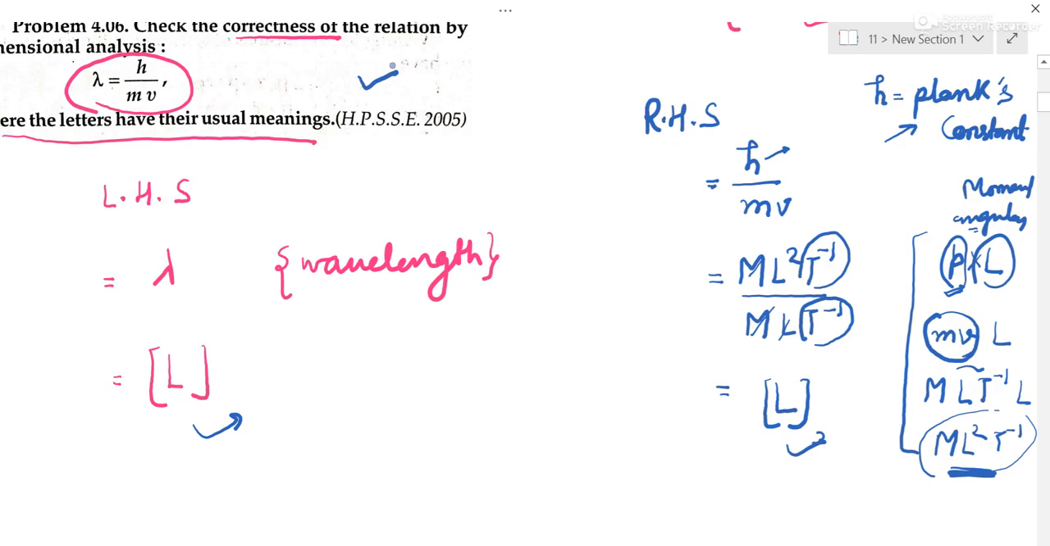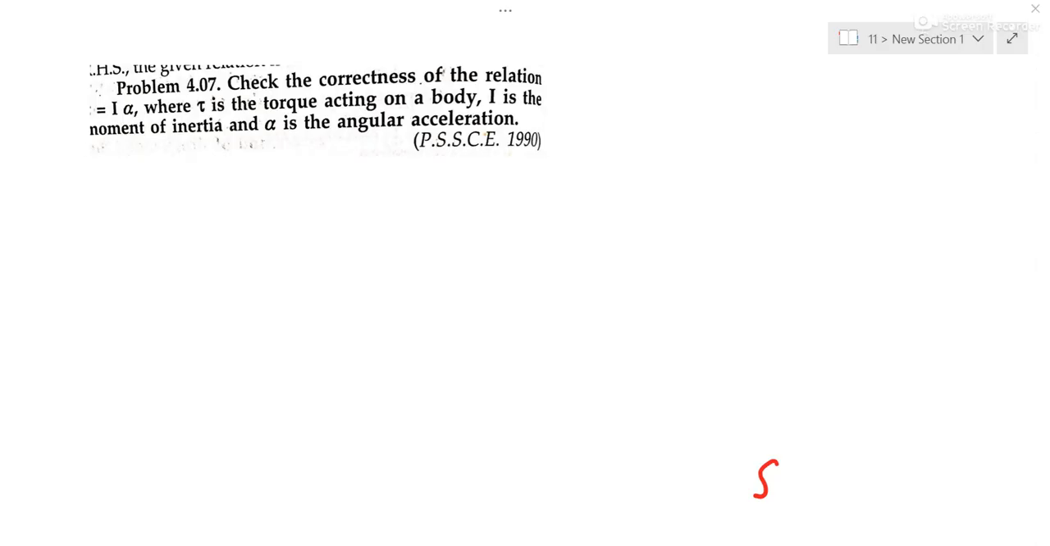Let us go and see the next question. The next question is, we'll have to check the correctness of this equation or relation. This is the complete equation. It is not clearly visible. Tau is equal to I alpha. So we will write the left hand side, which is this symbol, called tau. T-A-U. What is tau? Tau is torque.